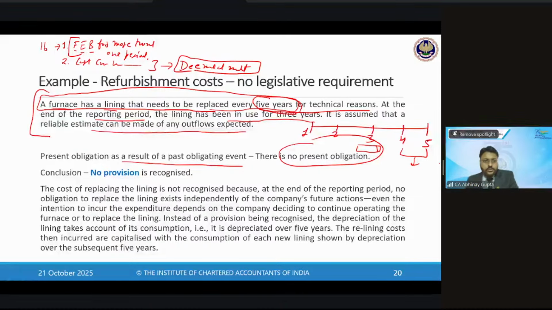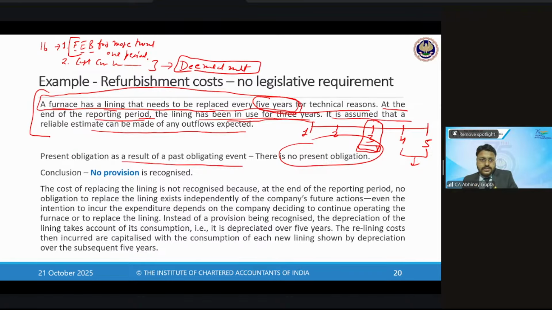Otherwise, you will continue to read the facts again and again in the examination and end up spending more time than required on a particular question, right? Now, the next line says, at the end of the reporting period, the lining has been in use for 3 years. So it means over the period of 5 years, we are sitting where? Here, at the end of the third year.